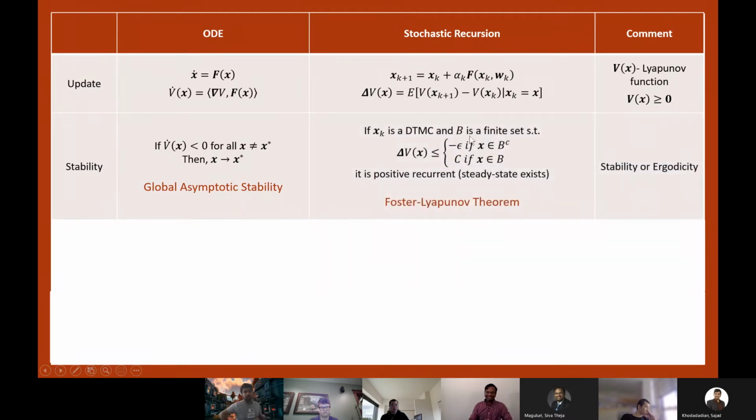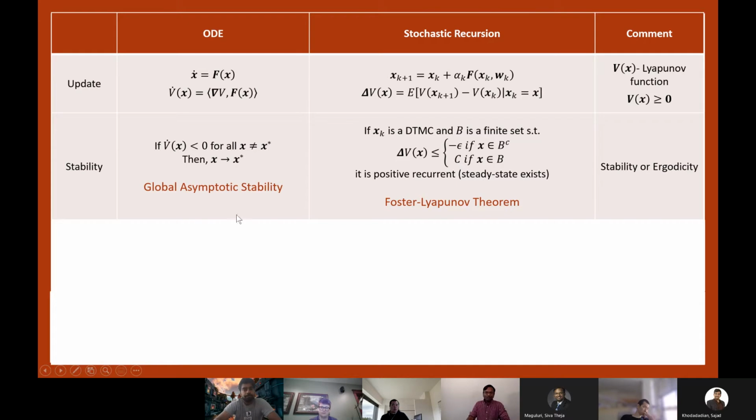When we look at the stochastic recursion, the generalization looks like this. Suppose x_k is a DTMC, a discrete time Markov chain. Time is discrete, and I'm also assuming that the state is discrete. Then I look at the drift. The drift should be negative, very similar to what we have here, but I'm relaxing it a little bit. The drift should be negative only outside a finite set. Inside the finite set, it can be positive, but it has to be bounded.